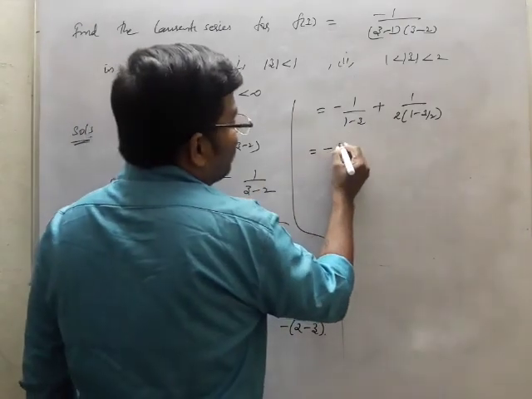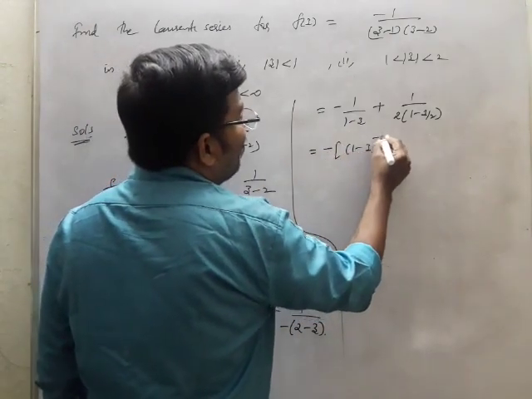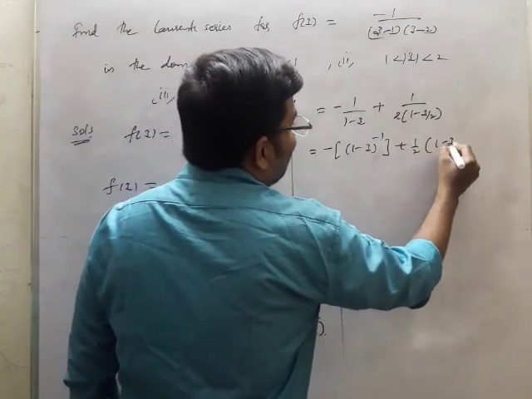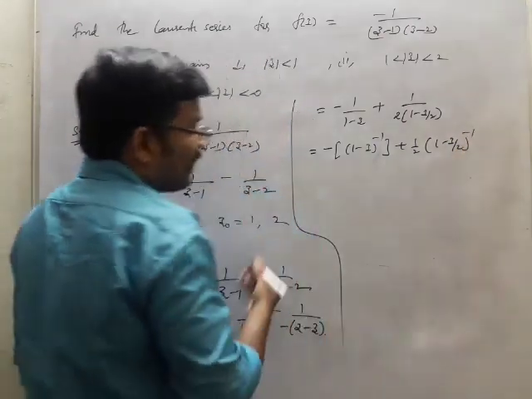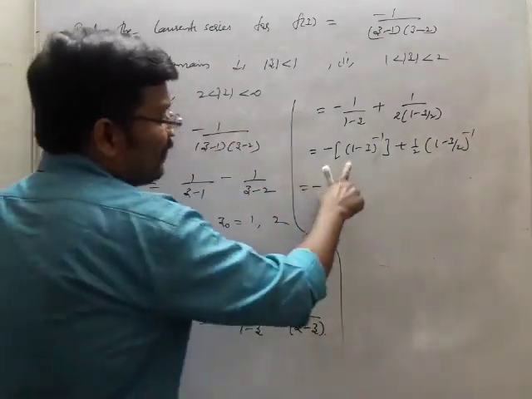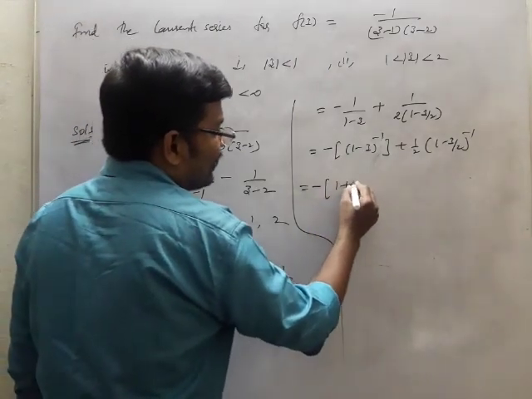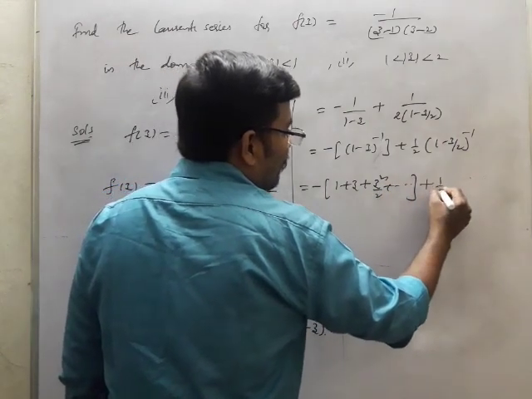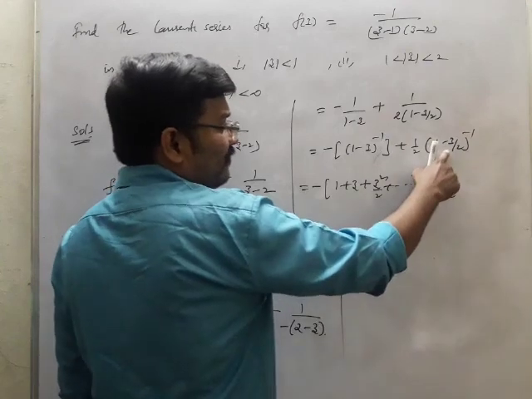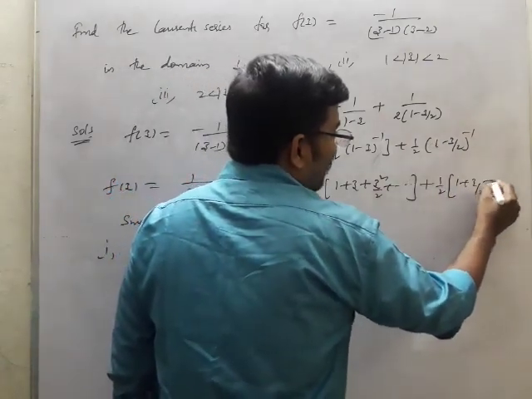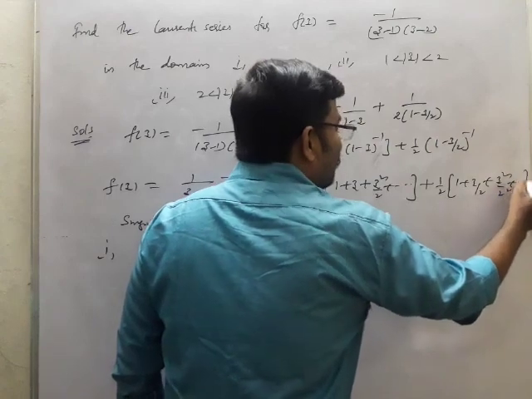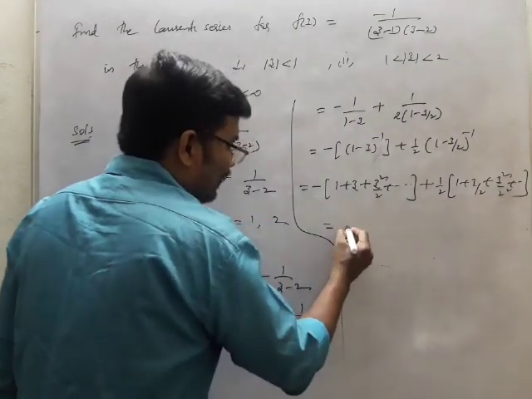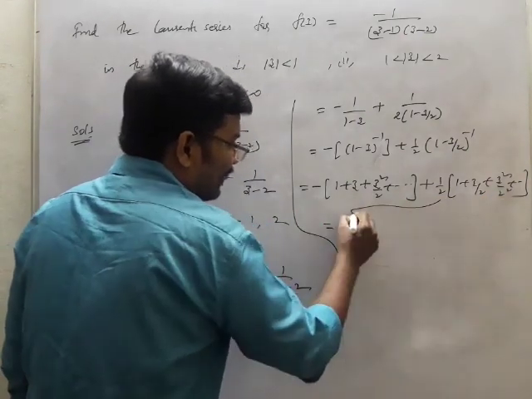So therefore, minus of 1 minus z whole power minus 1. Okay, this is the first one, plus 1 by 2 into 1 minus z by 2 whole power minus 1. So this is minus of 1 plus z plus z square plus and so on, plus 1 by 2 into 1 plus z by 2 plus z square by 2 square plus and so on. Okay, so I may write this term first, that is 1 by 2.